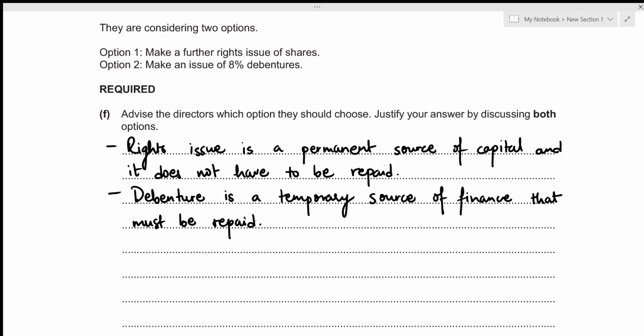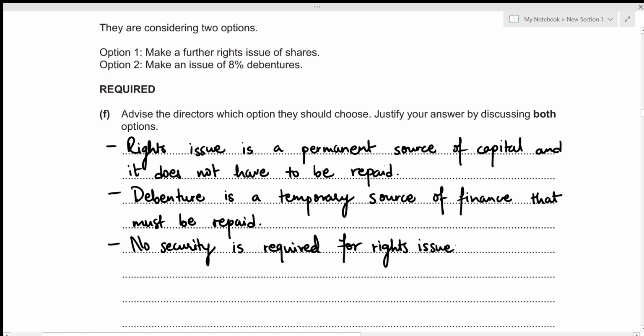Now, thirdly, for a rights issue, we do not require any sort of security or collateral. So, no security is required for a rights issue. Whereas debenture might require some form of security or collateral, as it is similar to a long-term loan. Debenture might require some security or collateral.